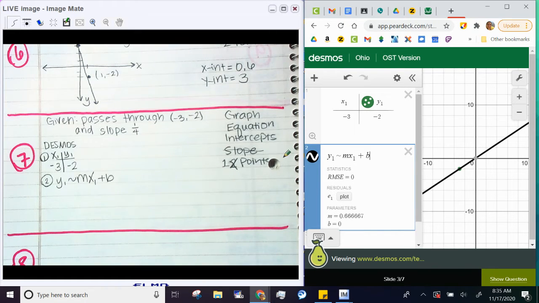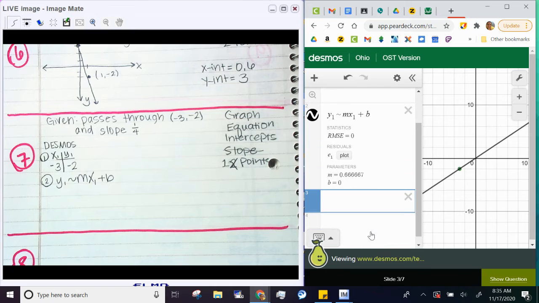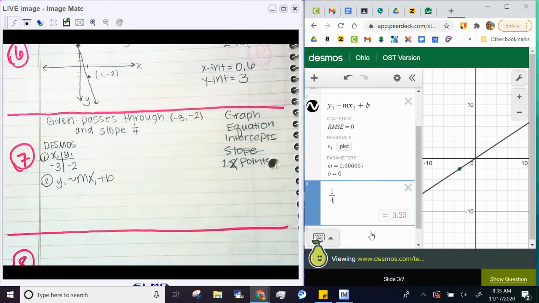But wait a second, I was told my slope had to be 1/4. Is 1/4 0.6? If I don't know, I could just do 1/4 on Desmos and I can see it's supposed to be 0.25. That's not what I got for the slope. So Desmos is just making up anything it wants for the slope because I only gave it one piece of information. I need to give it 2 pieces of information.